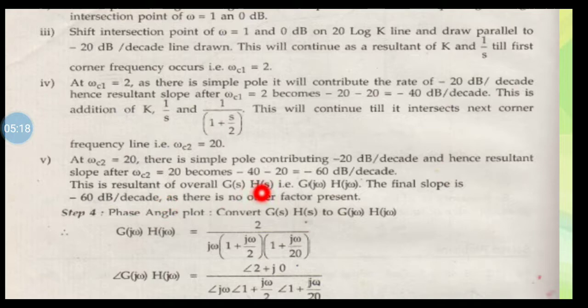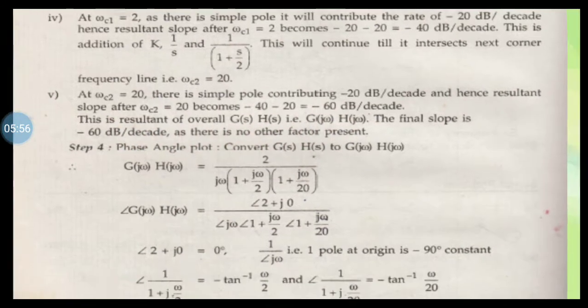So this is the resultant of overall G of S H of S, that is G of j omega H of j omega. The final slope is minus 60 dB per decade as there is no factor present. So at omega C2 equal to 20, there is a simple pole contributing minus 20 dB per decade, and hence the resultant slope after omega C2 equal to 20 becomes minus 40 minus 20, which is minus 60 dB per decade.